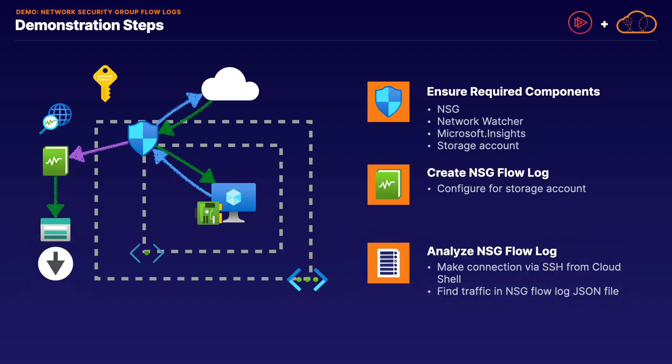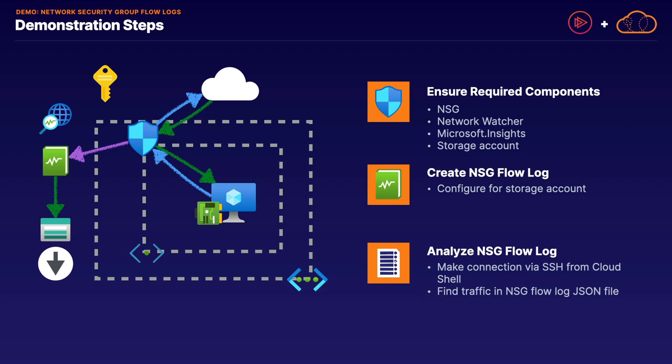Then we're going to analyze the NSG flow logs very quickly and make a connection via SSH from Cloud Shell and see if we can find traffic in the NSG flow log JSON file that looks just like what our traffic was when we were connecting.